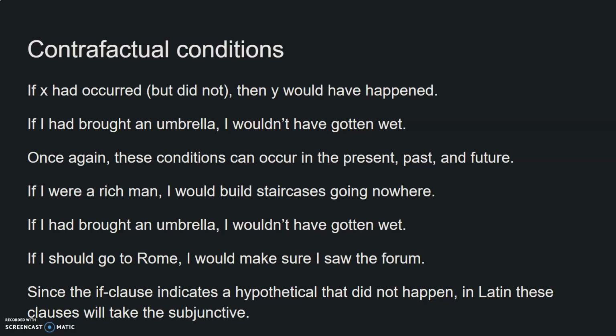As opposed to a simple future, if I go to Rome, I will make sure I see the Forum, which has much more intentionality. Like, this is something that might actually occur, and I'll actually do this. If I should go to Rome, maybe in the realm of possibility, I would do this, but it's very unlikely. So future is a little different there. We'll talk more about it as we continue to go through conditions. In Latin, since these if clauses indicate hypotheticals that did not happen or are unlikely to happen, in Latin these clauses will take subjunctives. So let's look at a chart and give us a better idea of what's going on here.